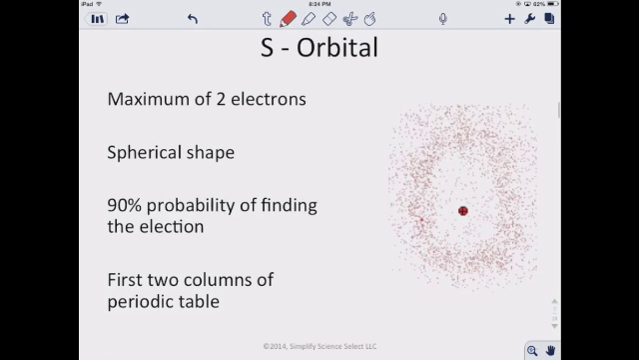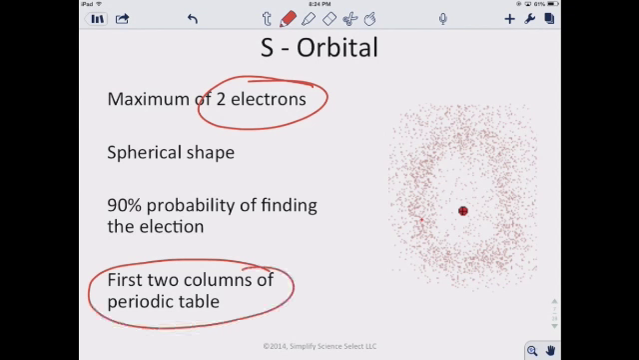The first type of orbital that we'll look at is what we call an s orbital. It has a maximum of 2 electrons, so only 2 electrons can fit in there. It has a spherical shape, so it's round. Orbitals are basically a 90% probability of finding an electron, so we're pretty sure that an electron is going to be in this area. They are the first 2 columns on the periodic table, group 1 and group 2. That is the s orbital group.